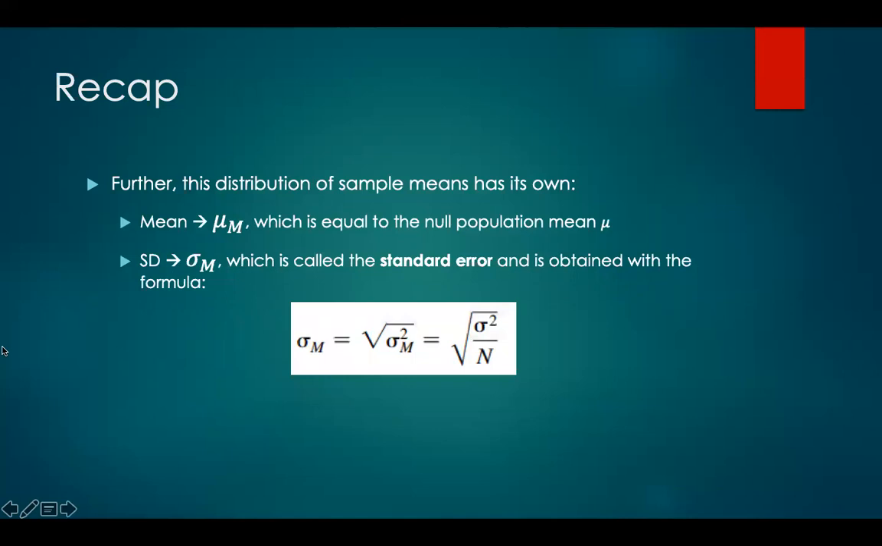Now, this sampling distribution of means has a mean of its own, which is expressed as mu m, which is equal to the null population mean, or mu. Now, the standard deviation of this sampling distribution of means is expressed as sigma m, which is called the standard error and is obtained with the following formula. So, radical variance of that sampling distribution of means, or radical variance over n, the sample size. Now, this is generally the formula that we will use.